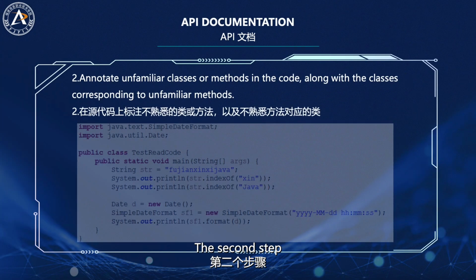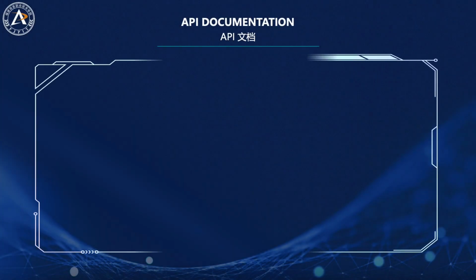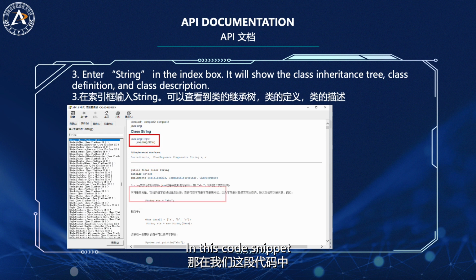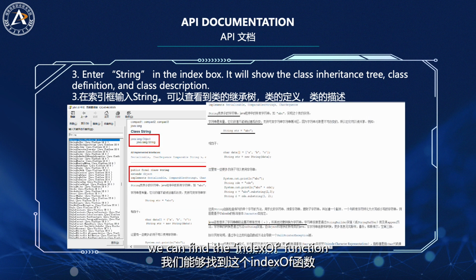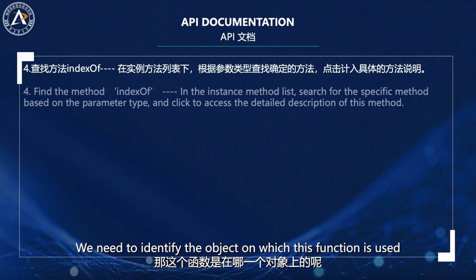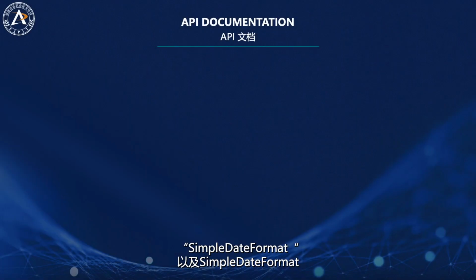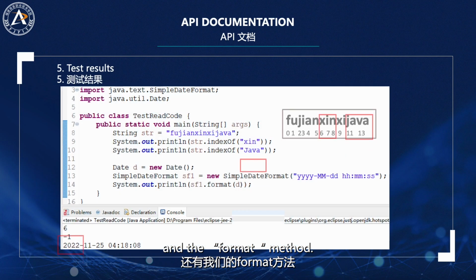The second step is to mark the unfamiliar classes or methods, and the corresponding classes of unfamiliar methods, on the source code. In this code snippet, we can find the indexOf function, which we are not familiar with. We need to identify the object on which this function is used. In this case it is str. So, we need to mark str. Additionally, we find Date, SimpleDateFormat, and the format method.